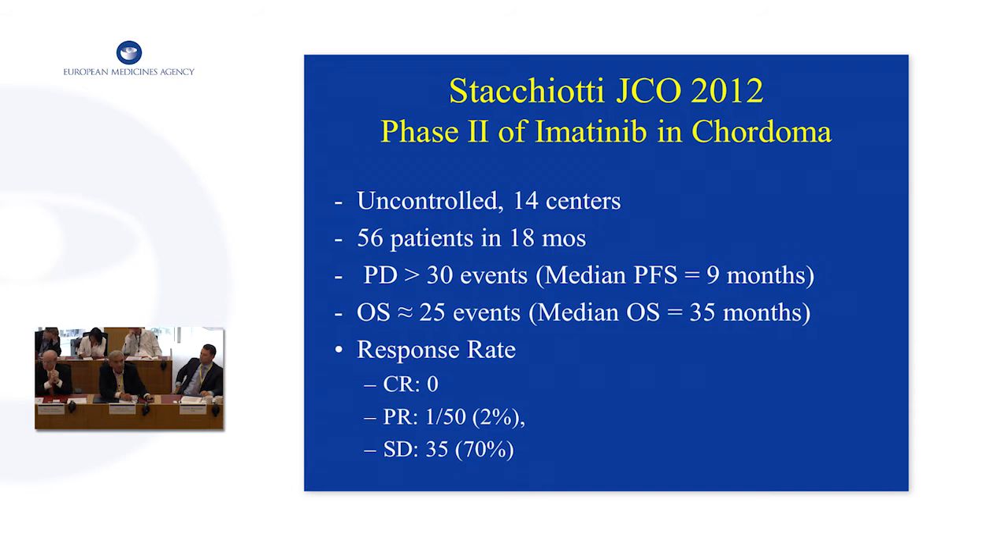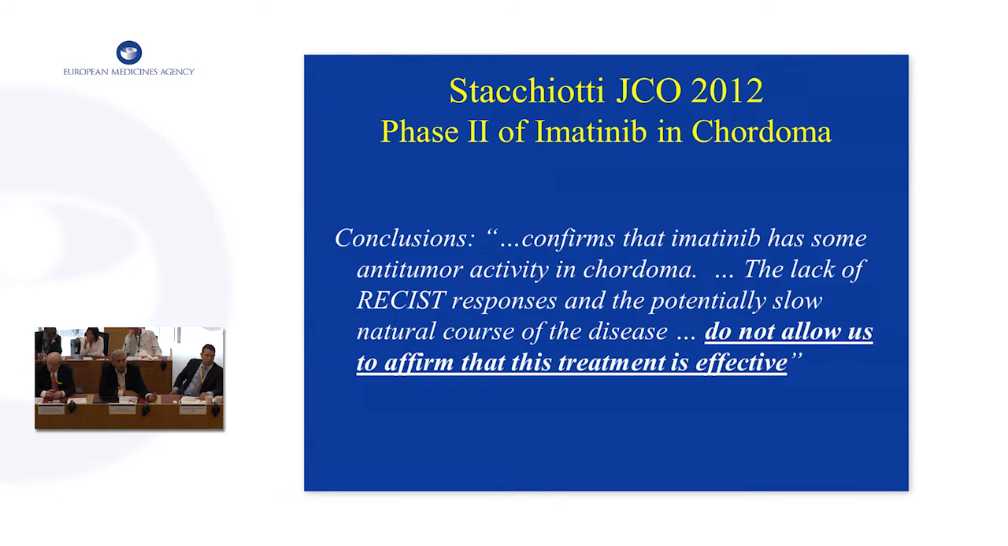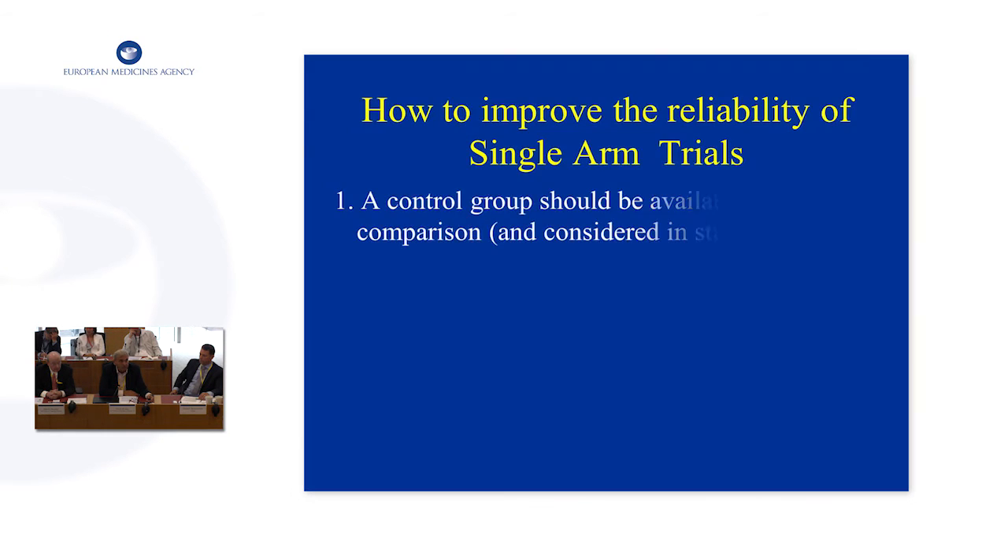But I would like to make an example. We discussed already last year in this room a trial by Silvia Stacchiotti. This was a trial in a very rare tumor, chordoma, 56 patients, no control group, and 1 response out of 50 patients. And due to the lack of a control group, it was not possible to assess the meaning of the 9 months median PFS and 35 months of median overall survival, which led to a negative conclusion, while indeed this trial could have been promising in terms of stabilization of the disease had we had a control group. So my first statement is that, with the exception of breakthrough therapies, a control group should be always available for comparison and considered in study design.